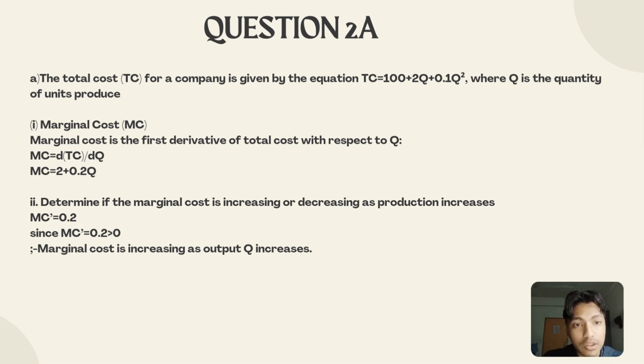Next, we determine whether the marginal cost is increasing or decreasing as production increases. To do this, we take the derivative of the marginal cost function. The derivative of MC with respect to q is MC prime equals 0.2. Since the value is positive, it shows the marginal cost increases as output increases. Therefore, we conclude that the company experiences an increasing marginal cost as the level of production rises. That's all for question 2a.